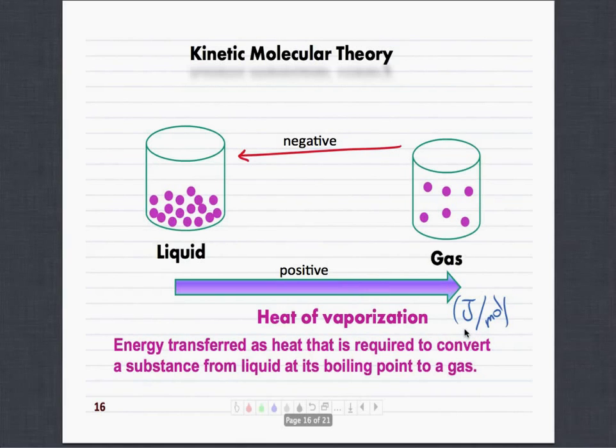It could be joule per mole or joule per gram, and we're going to talk about the difference between the two. So, to take something from liquid to gas, you need energy. The system needs energy, so delta H of vaporization is positive. To condense something, take it from gas to liquid, which is condensation, the energy is negative, minus delta H of vaporization, because now you're going to take energy from the system to take it from the gas to the liquid.